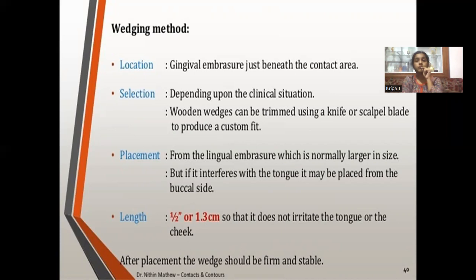Where do you place a wedge? At the gingival embrasure beneath the contact area. They are selected based on the tooth or the embrasure which is to be engaged with the wedge. Wooden wedges are customized according to the size of the embrasure. Usually lingual embrasures are preferable for wedge placement as they are larger in size. Length is ½ inch or 1.3 centimeters. After placement, the wedge should be firm and stable.